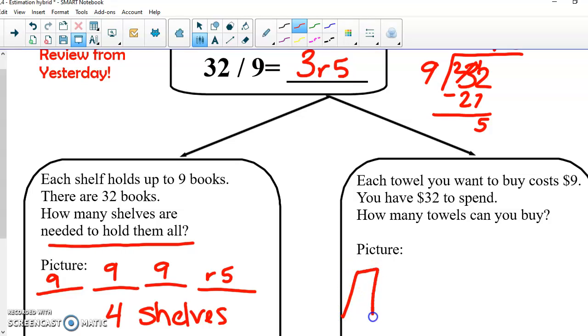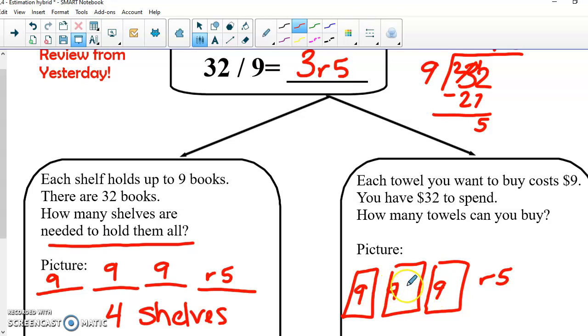So here are my towels. There's 1, 2. Once again, I can buy 3 of them because that's $9, $18, whoops, and $27. But I have 5 left over. And just like with the hats, no one's going to let me buy a towel if I am $4 short. So I cannot buy that 4th towel. I can only buy 3 towels.